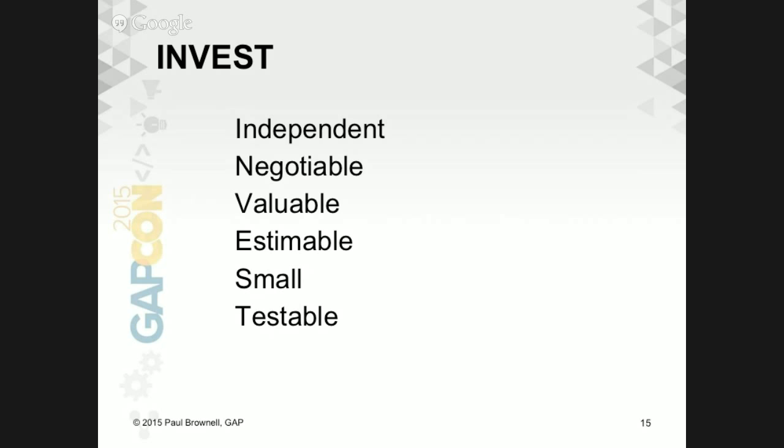Estimable, meaning that it's specific enough that you can estimate it. So it has enough content. The team can look at it, can talk with you, and they can do an estimate based on it. And then small and testable, I'll dig into just a little bit more, but you want to try to keep the size of the stories small enough that they can fit into a sprint, and that they're not too overwhelming for the team.